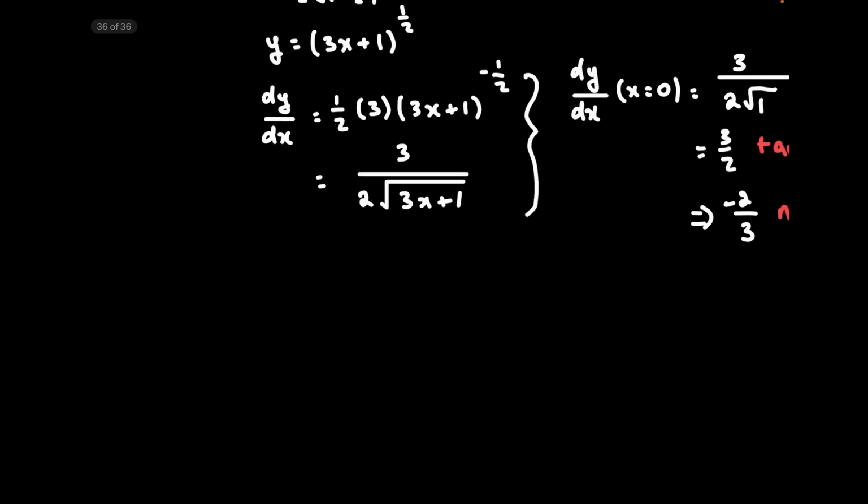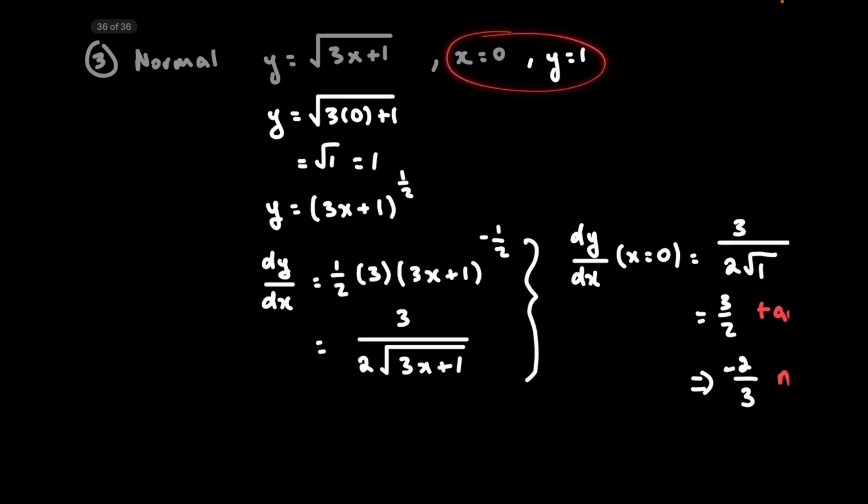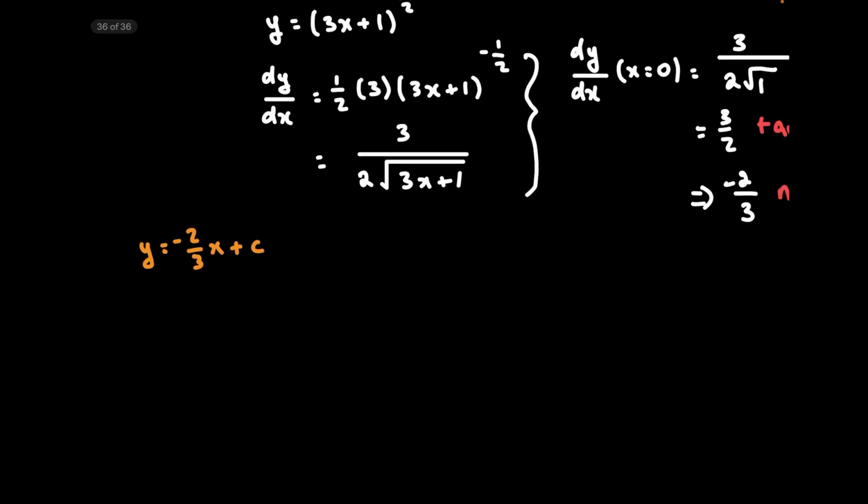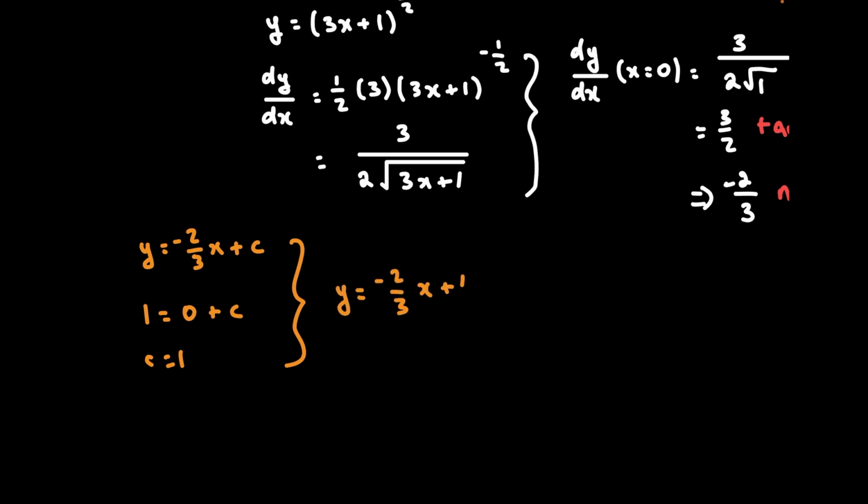Let's continue. So you want to work out what is the equation of your normal? y equals negative 2 on 3 x plus c. What the hell is c? Good question. We have points. Let's substitute it. x equals 0, y equals 1. So then we get 0 plus c. c equals 1 again. Therefore, the equation of your normal for this function is minus 2 over 3 x plus 1. And that's how you work out the normal for this function here.